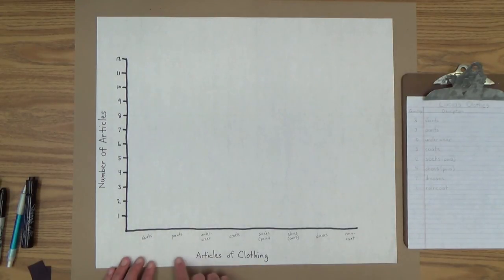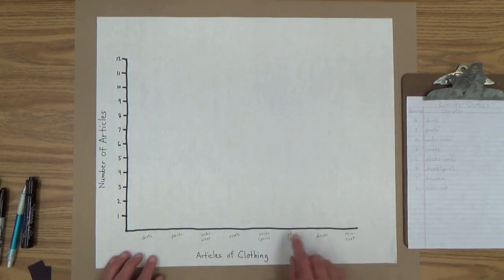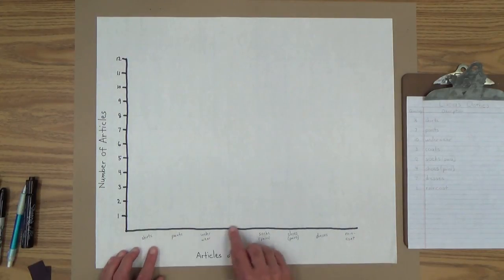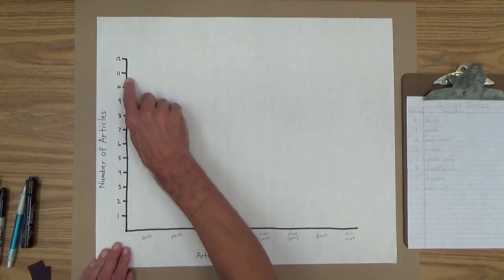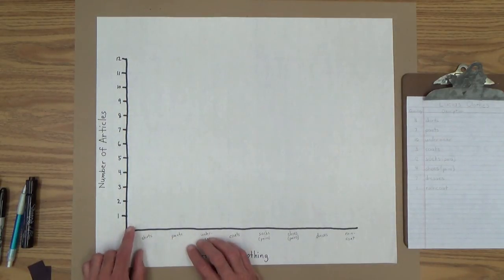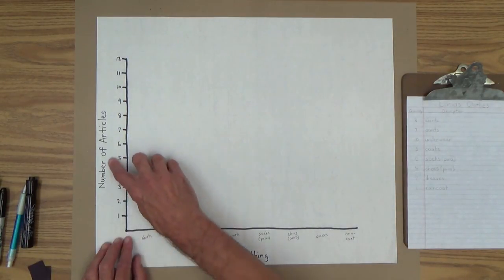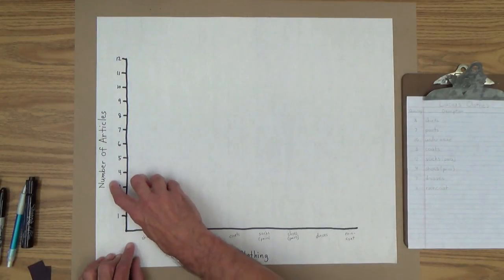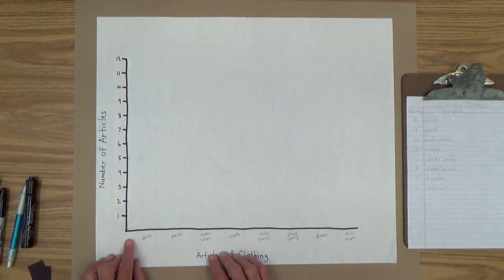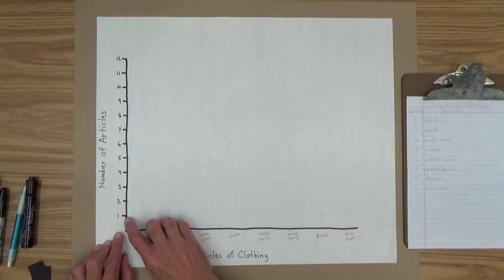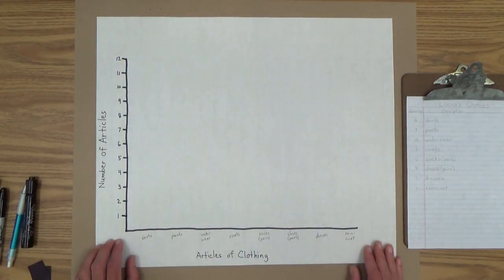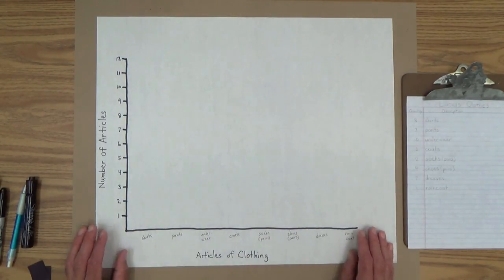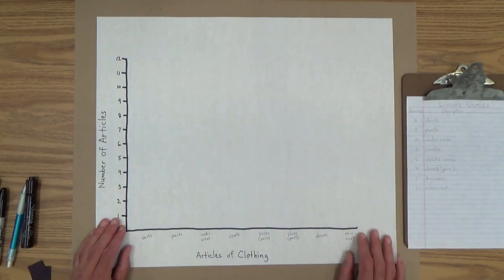So this axis, if you want to call it that, this horizontal line is called articles of clothing, and the vertical line or axis we have here, as you can see, if you can read sideways, is called number of articles. And as you can see, they're numbered from 0 all the way up to 12. So let's actually get this graph going then.